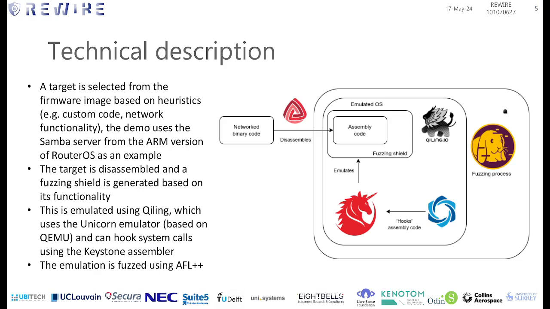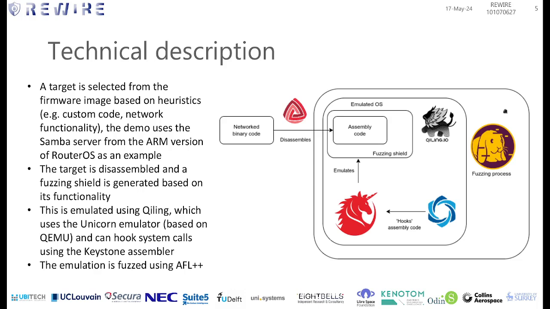Technically, the following flow is followed. From the firmware, we extract things like custom code, network functionality, or cryptographic libraries. In the demo, we selected a Samba server from the ARM version of Router OS with an actual known CVE, so we can determine whether the analysis works as intended.